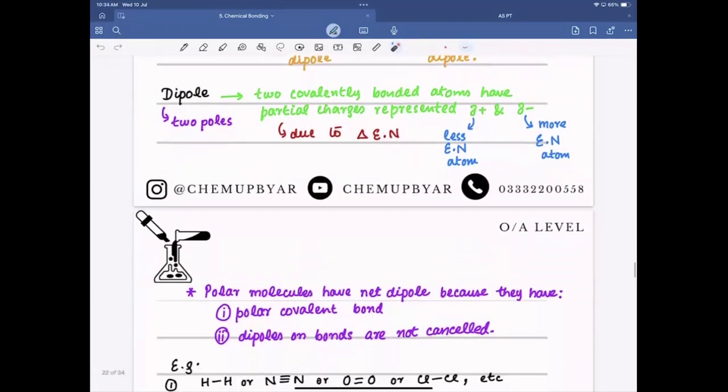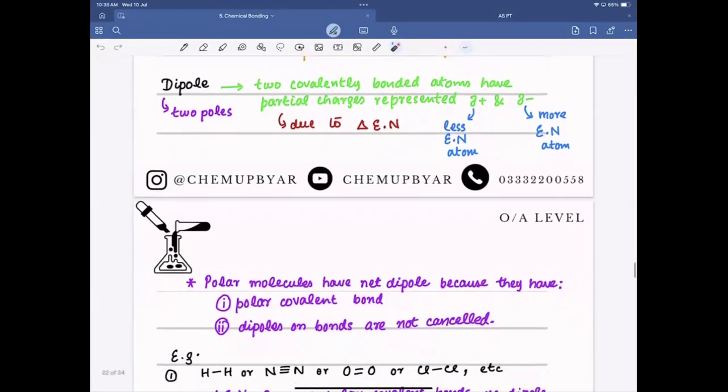Now, polar molecules have a net dipole because they have polar covalent bonds and the dipoles on the bonds are not cancelled. If the molecule has polar covalent bonds and the dipoles on the bonds are cancelled, then the molecule is going to be non-polar. And if the bonds are non-polar, the molecule is non-polar and has no net dipole. Is this clear? Yes, sir.